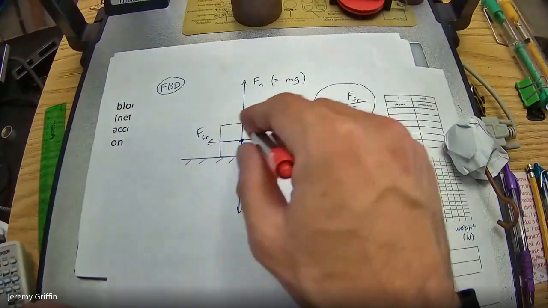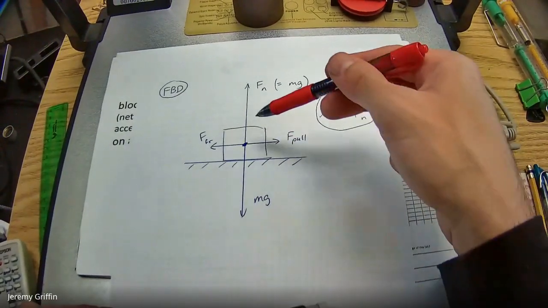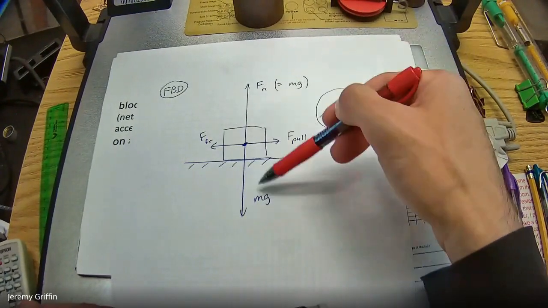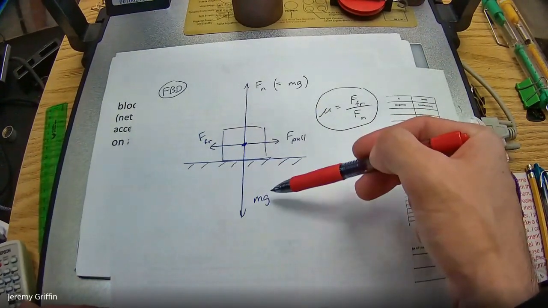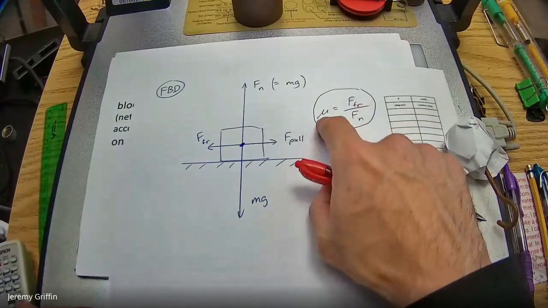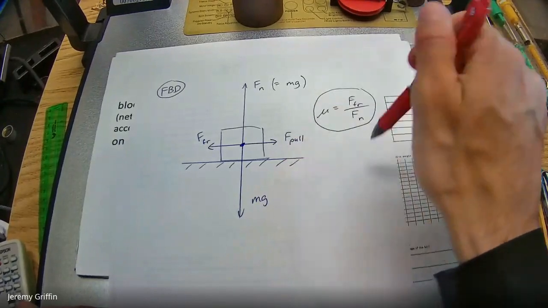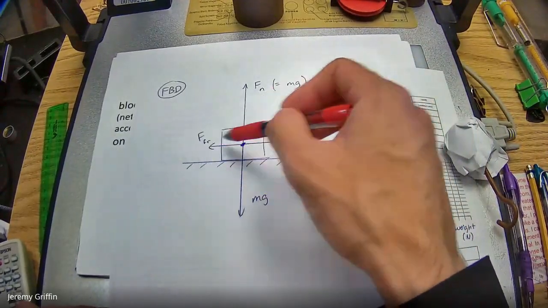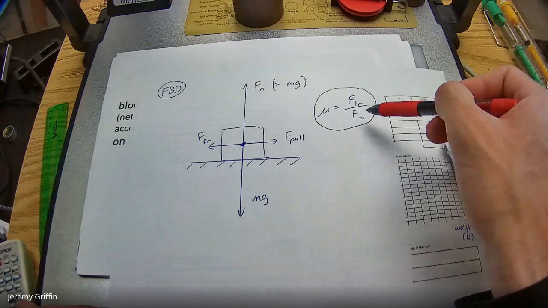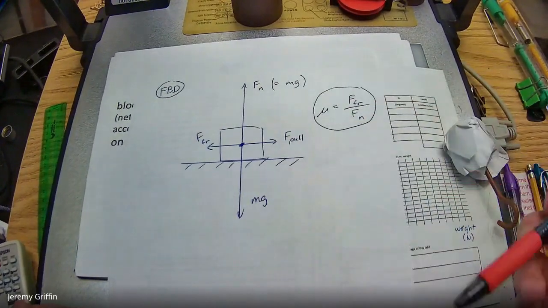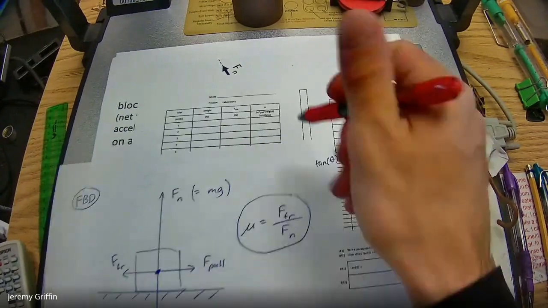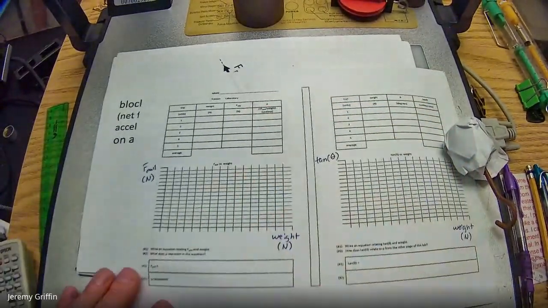And going back to the idea of pulling it horizontally, that means that the only two vertical forces also balance out, which means that the normal force could be represented by the weight. Therefore, when you go to solve for a coefficient of friction, which is defined as the ratio of friction force to normal force, isn't that also the ratio of pulling force to weight? You could just sub those in there and it would be equivalent. So that's what this is about. Then I want you to make a graph.